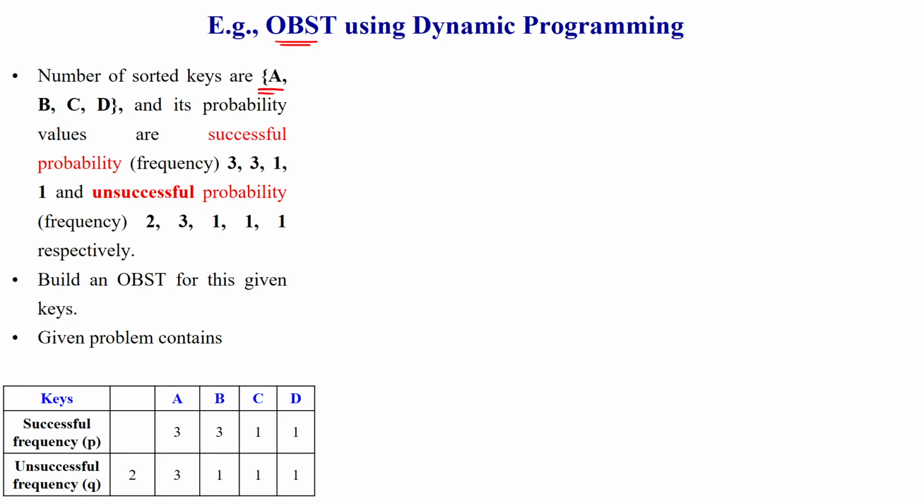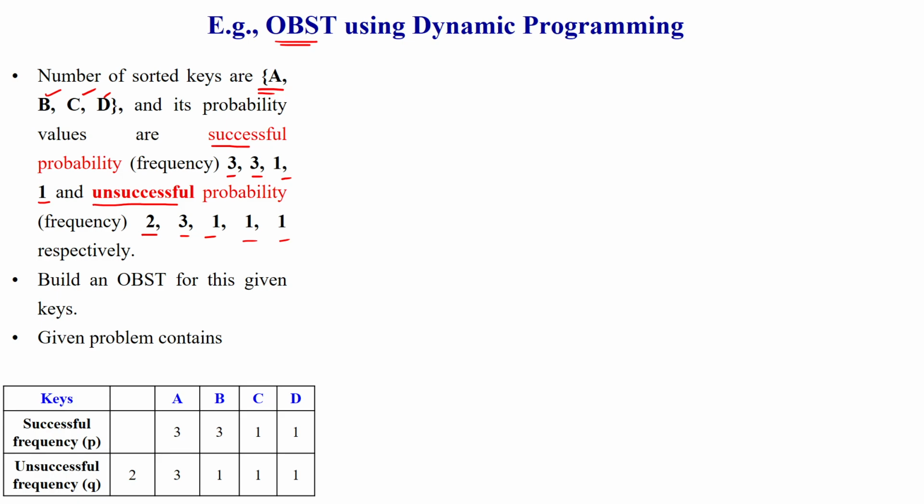So here the keys are A, B, C, D. Four keys are given with two kinds of probabilities. Here the successful probability or frequency is given for A, B, C, D. Four keys have four probabilities, and there are unsuccessful frequencies also. For unsuccessful we get five probabilities, right? So 2, 3, 1, 1, 1. So what is the unsuccessful probability and the successful probability?